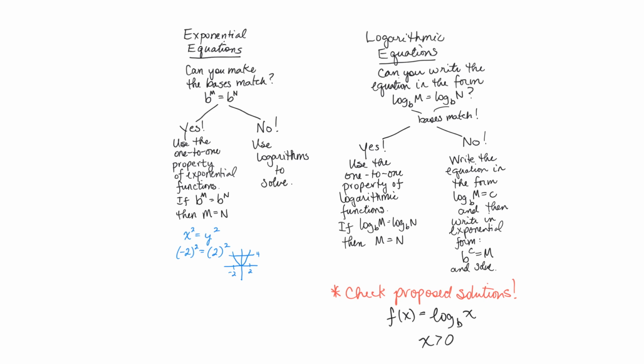And so as a consequence, I have to check my proposed solutions in all of the logarithms of my original equation to make sure that my proposed solutions don't cause the arguments of those logarithms to be less than or equal to 0. Those arguments have to stay positive, right? So that is one of the biggest differences between exponential equations and logarithmic equations. And you need to be careful not to forget to check all your proposed solutions in your original logarithmic equations.